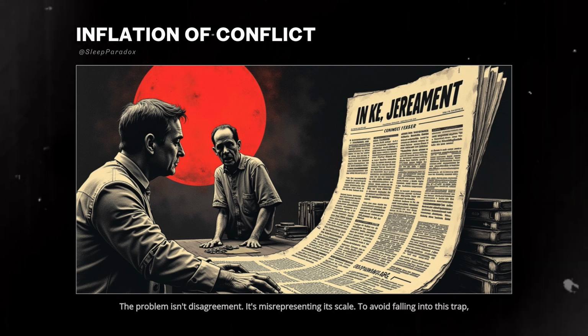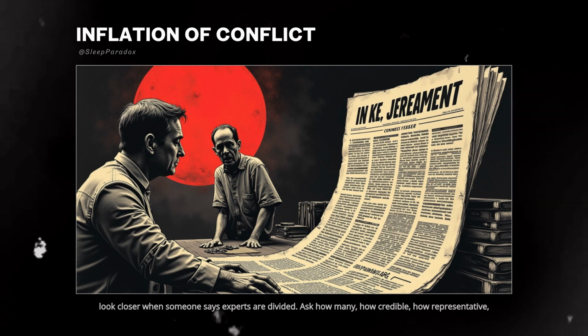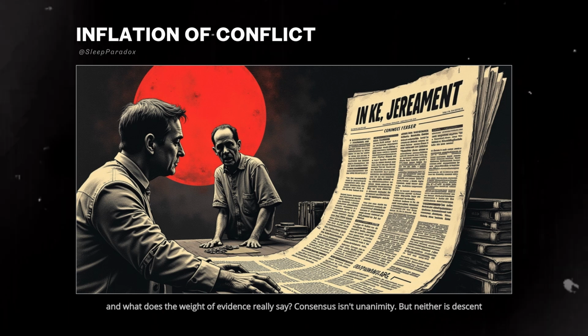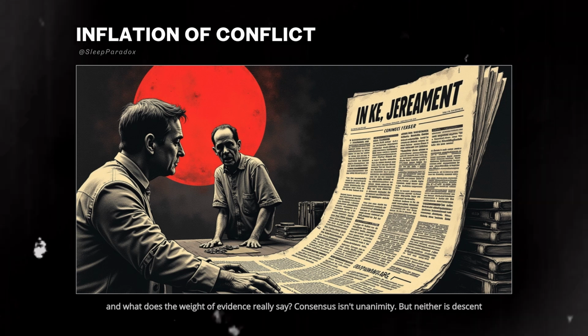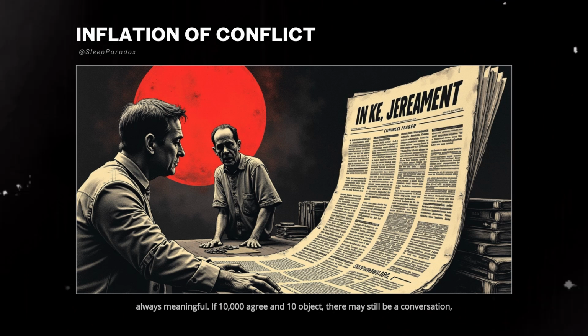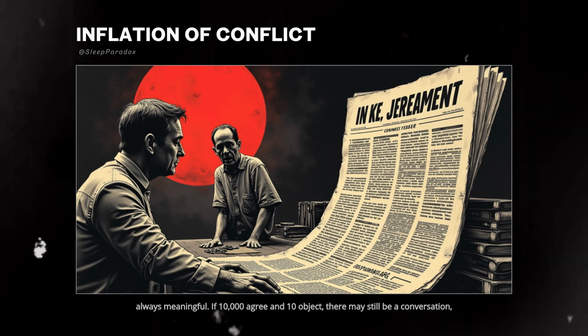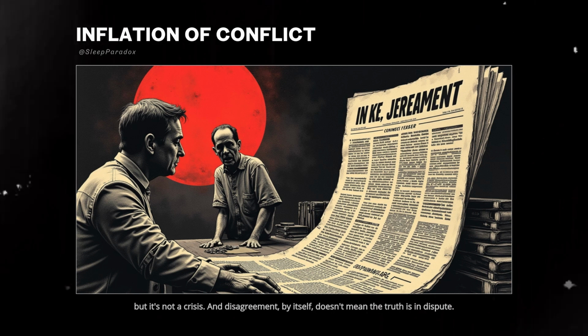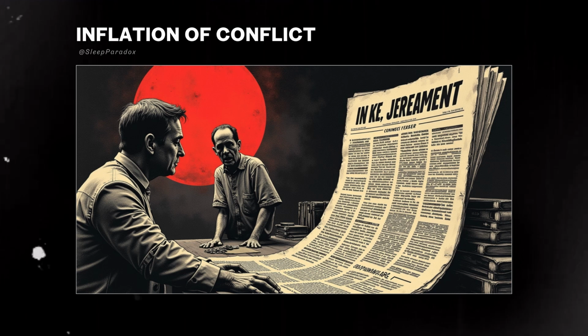To avoid falling into this trap, look closer when someone says experts are divided. Ask how many, how credible, how representative, and what does the weight of evidence really say? Consensus isn't unanimity, but neither is dissent always meaningful. If 10,000 agree and 10 object, there may still be a conversation, but it's not a crisis. And disagreement, by itself, doesn't mean the truth is in dispute.